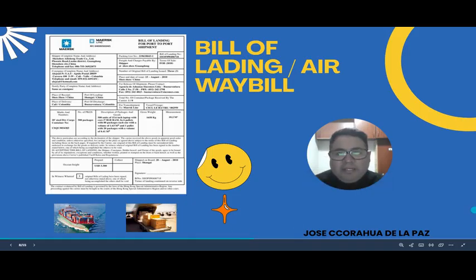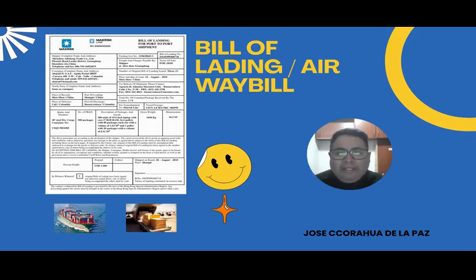Bill of lading, airway bill. A bill of lading and an airway bill are transport documents that serve as receipts for the cargo and proof of the contract between the exporter and the carrier, and in the case of the BL, as a document of title to claim the goods. The main difference is that the bill of lading is used for maritime transport and is negotiable, while the airway bill is used for air transport and is not negotiable.